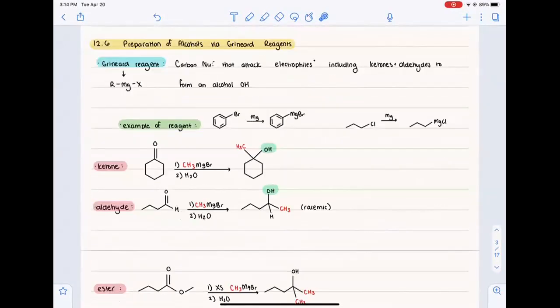Then here we have the preparation of alcohol via Grignard reagent. Did you guys go over Grignard reagent before as well? I'm trying to see how in depth we should be going.